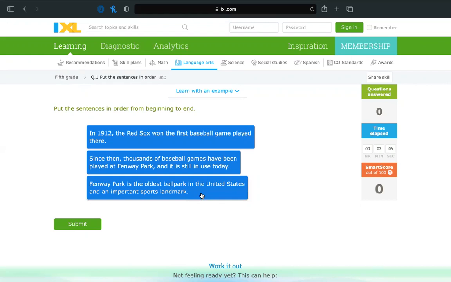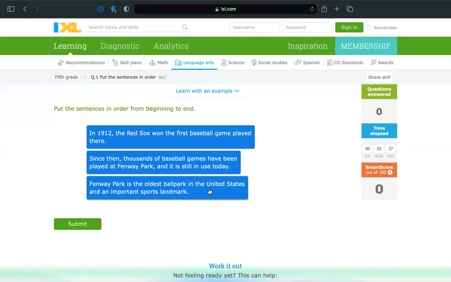Okay, so now we want to figure out what the purpose of this passage is. Well, the purpose of this passage is to talk about Fenway Park. As you can see, all of the sentences somehow relate back to Fenway Park, in either events that happened there or what its history is. So because of that, we can assume that the first sentence is going to be introducing us to Fenway Park.